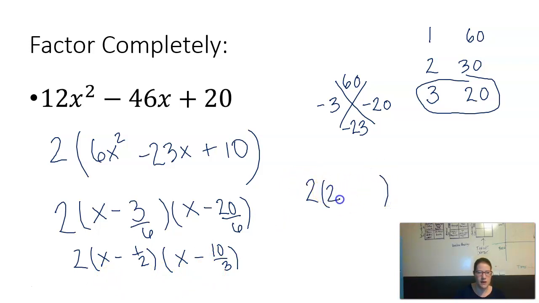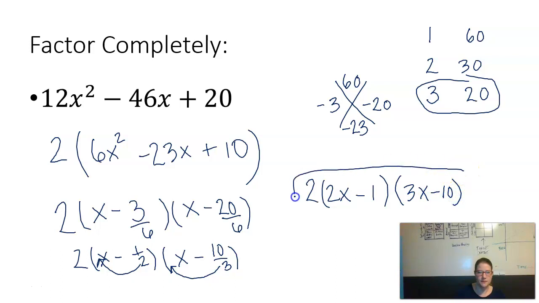So this would be 2 times 2x minus 1. Just move this 2 in front of this x. And then we need to do the same thing with the 3. So 3x minus 10. All right, so there's our result.